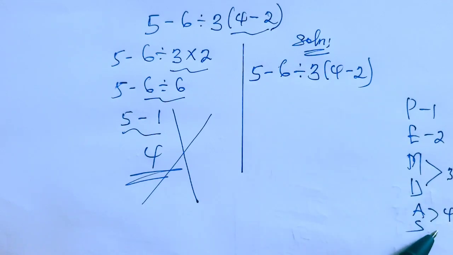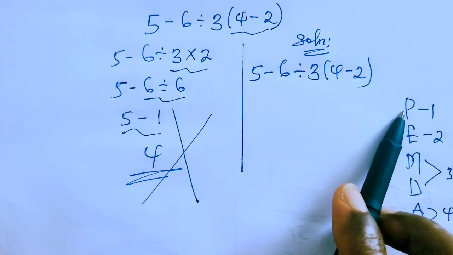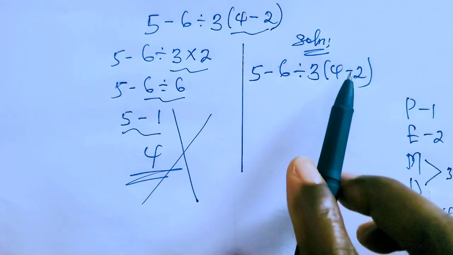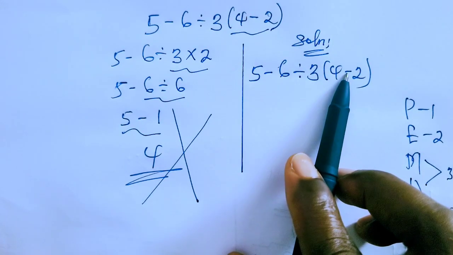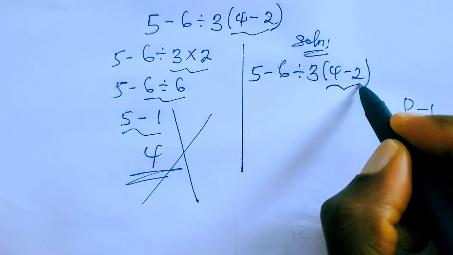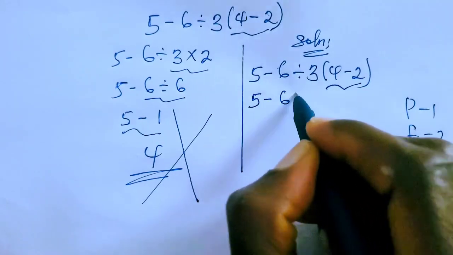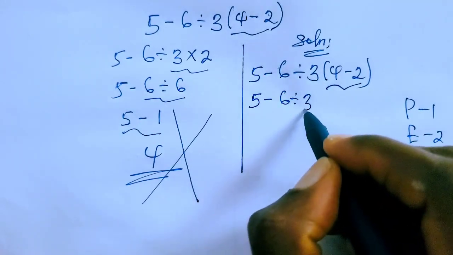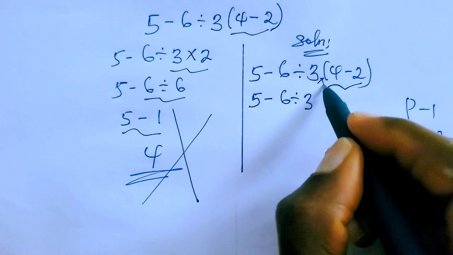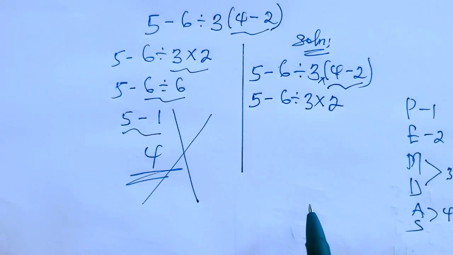Now, following this order of operation, we are going to consider the parentheses first, because this comes first from this order. And as such, we are going to first of all simplify the term inside the parentheses, and we are going to have this. Now, the expression becomes 5 minus 6 divided by 3, because of this, we have multiplication here, when 4 minus 2 gives us 2.